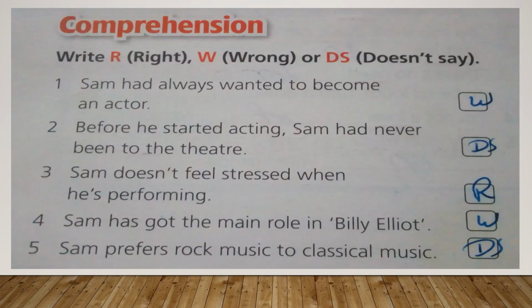Now let's check your understanding of the text. Write R for right, W for wrong, or DS for doesn't say. 1. Sam had always wanted to become an actor. The answer is W. Wrong. Why? Because he said it wasn't planned. And he said he wasn't very interested in the theater before this happened.